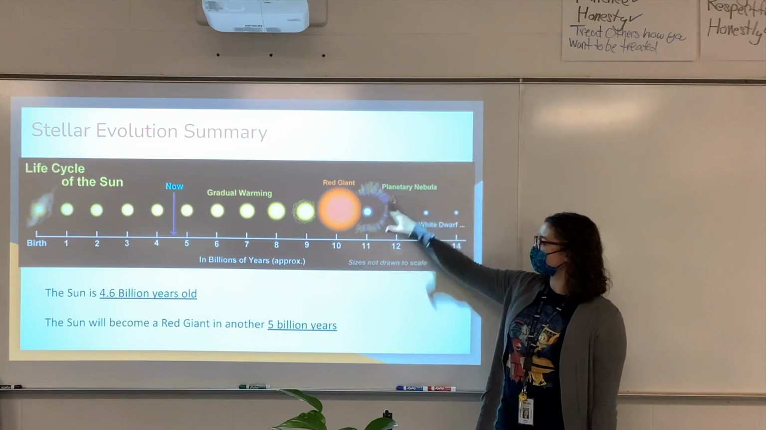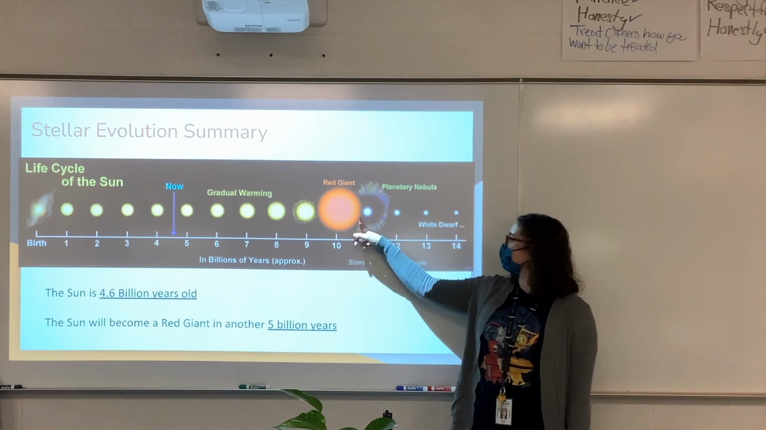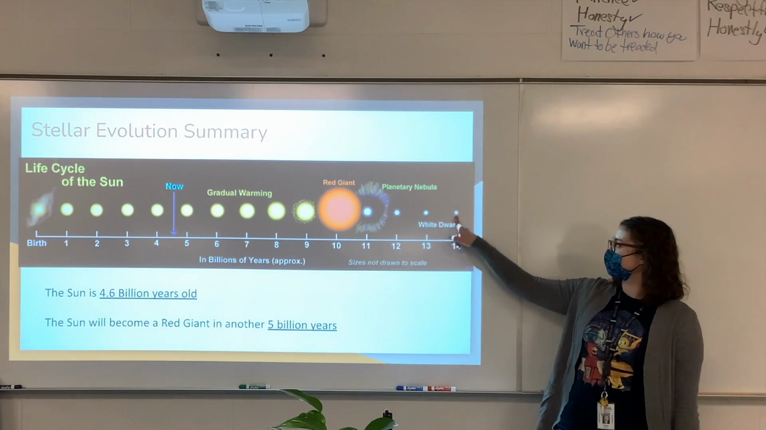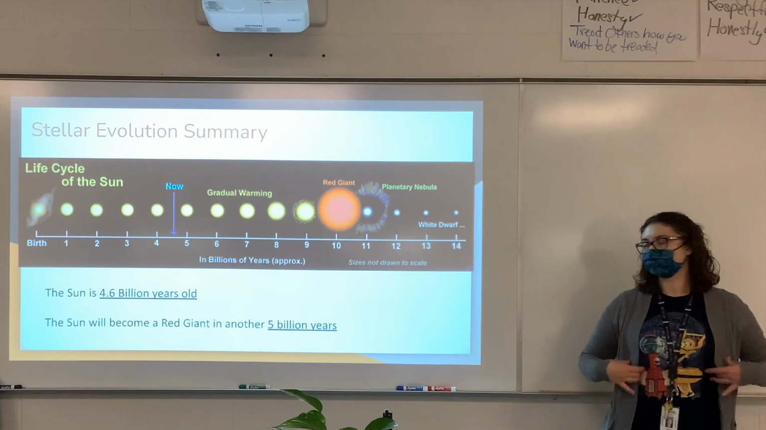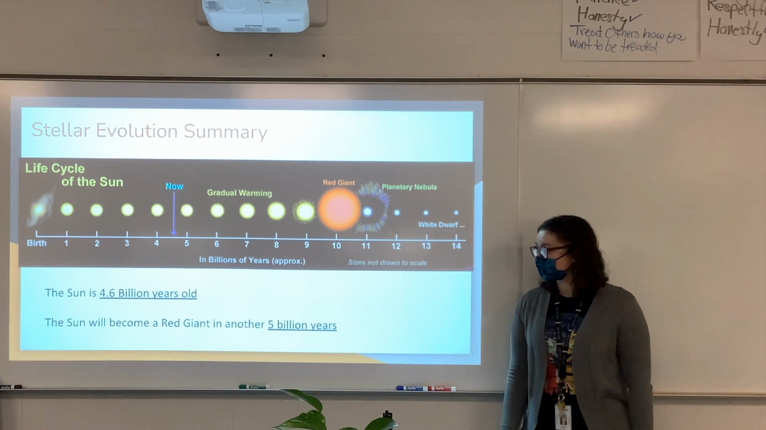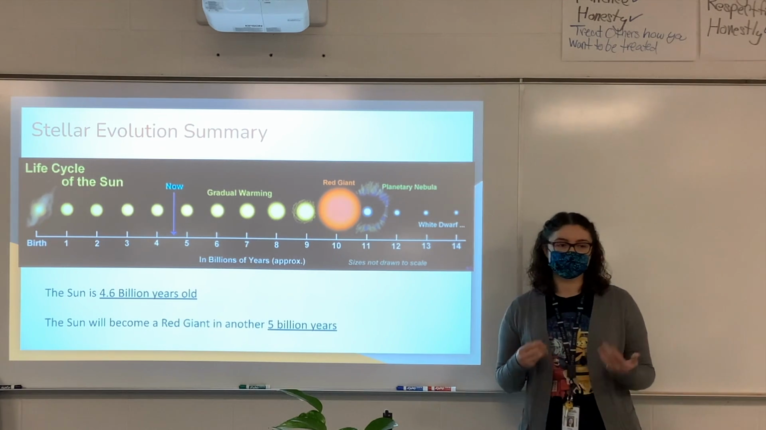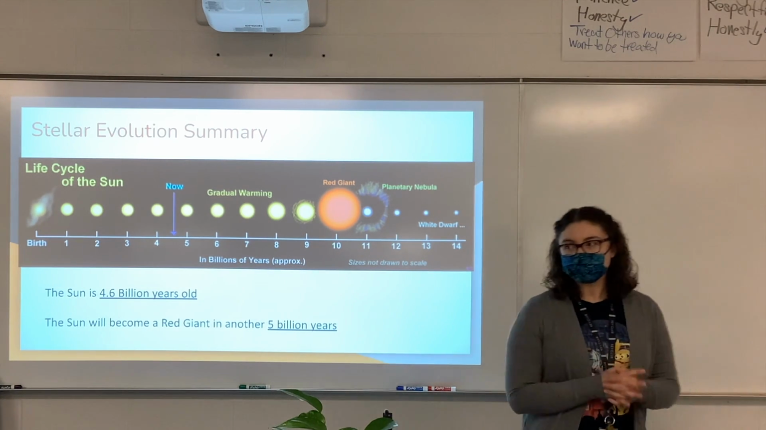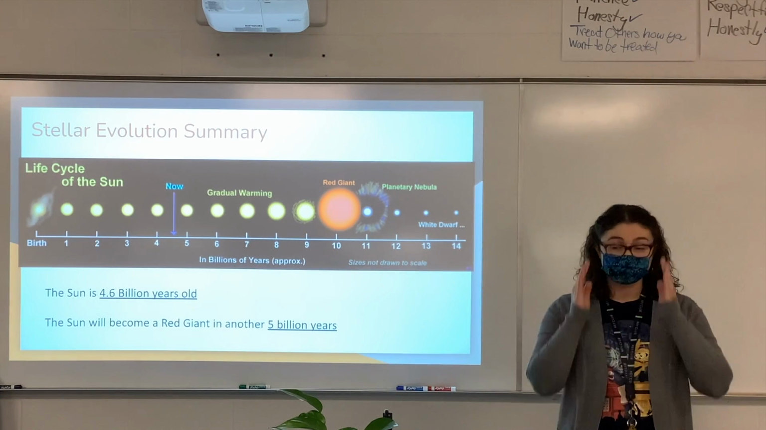It'll blow off that outer layer of hydrogen gas as a planetary nebula, and then there'll be a white dwarf left behind. And very, very slowly over time, that white dwarf will cool and fizzle out. The sun is predicted to become a red giant in about another 5 billion years. So fortunately, not something we really have to worry about at the moment.